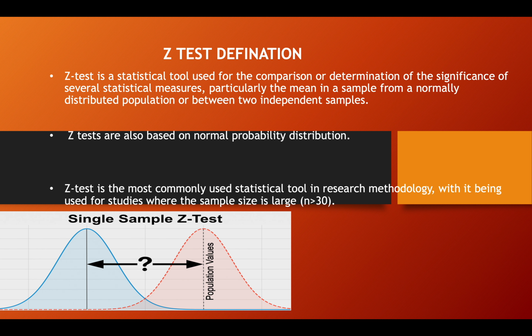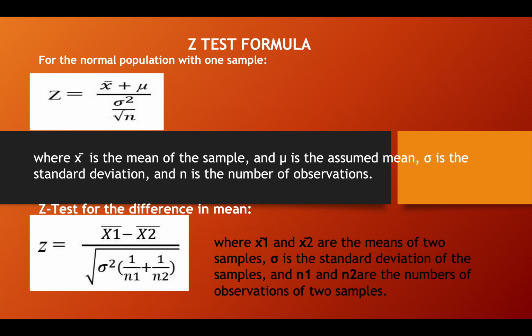The z test is the more commonly used statistical tool in research methodology, being used for studies where the sample size is larger than 30. That means n is greater than 30. In case of the z test, the variance is usually known to us. The z test is more convenient than the t test and other tests, as the critical value at each significance level in the confidence intervals is the same for all sample sizes. A z score is a number indicating how many standard deviations above or below the population mean a value is.